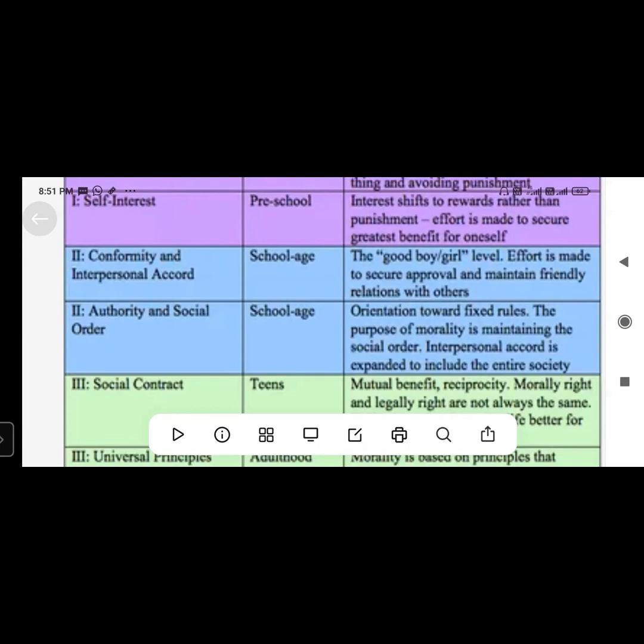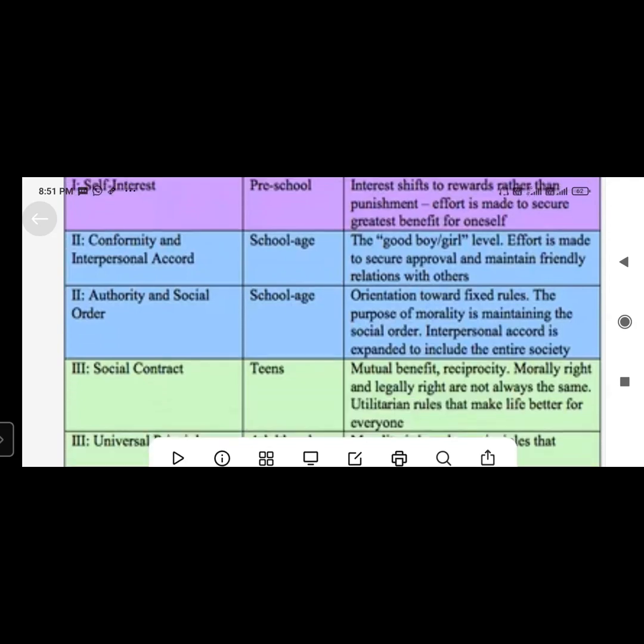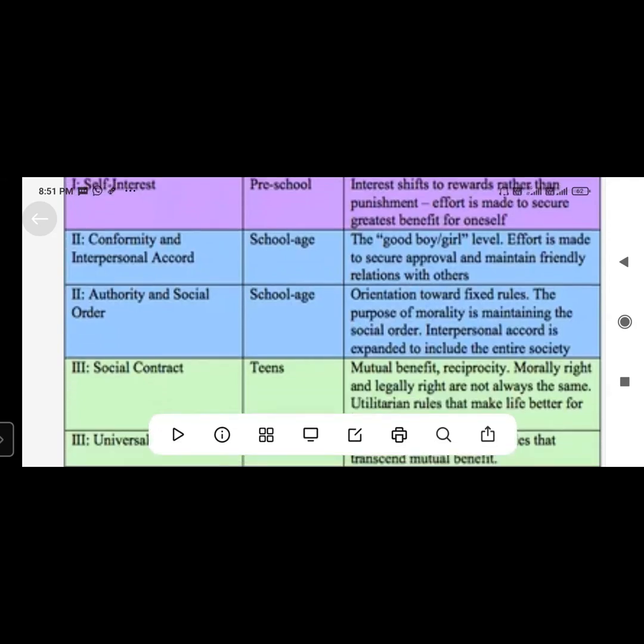नेक्स्ट वन, authority and social order. Again, it is developed in the school age. Orientation towards fixed rules. The purpose of morality is maintaining the social order. Interpersonal accord is expanded to include the entire society. Now, authority and social order. Social order means the order of the society in which we are living.